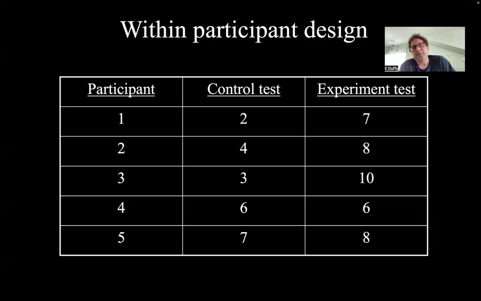And so for participant one, let's say that whatever it is that I'm measuring, at first it's a two, then it's a seven. For participant two, I measure them at rest, it's four, and after exercise, it's eight. Participant three, at rest they are at three, and then after exercise at 10. Person four, they must be healthy because their blood pressure doesn't change at all. It stays the same. And then participant five, where it goes from seven to eight, it doesn't change all that much. So that's a within participant design. You test the same person multiple times.